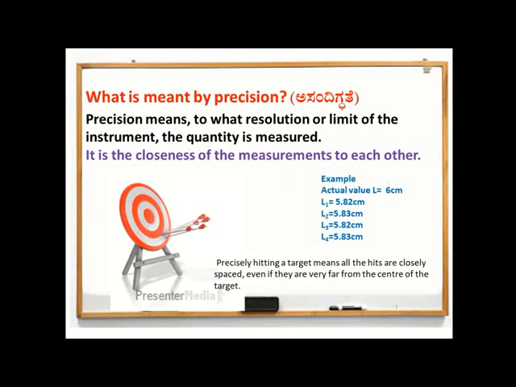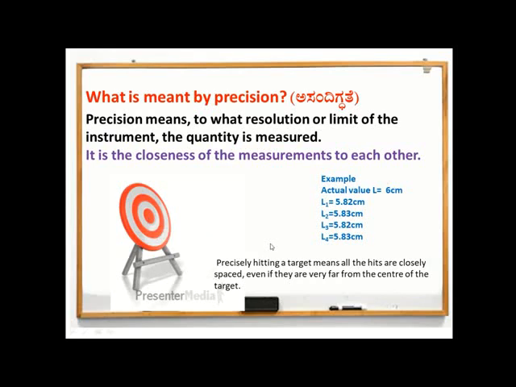For example, here the actual value is 6 cm, but the measured values are 5.82, 5.83, 5.82, 5.8. It means that over different trials I measured the length, and they are all close to each other but not near the actual value. Now in the picture, in the dartboard, as the arrow is thrown, it hits the same point, but it has not reached the target. It is not accurate, but it is precise.